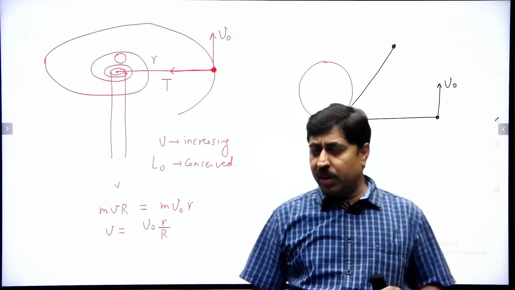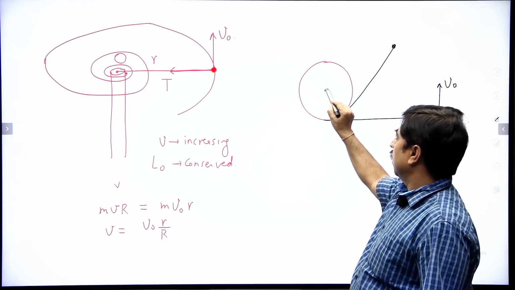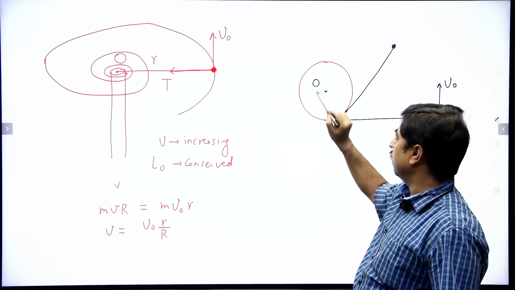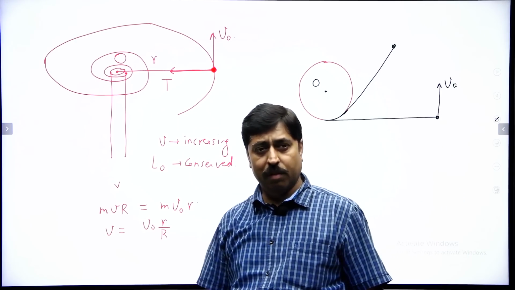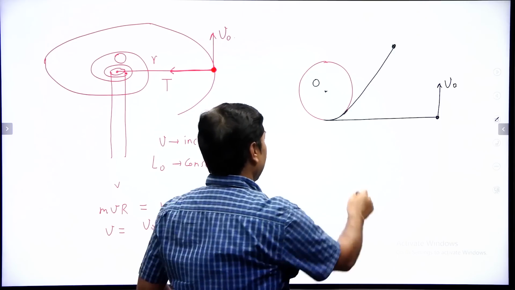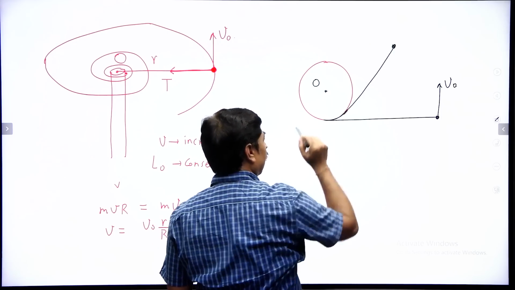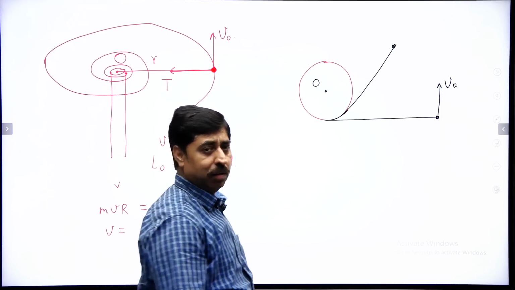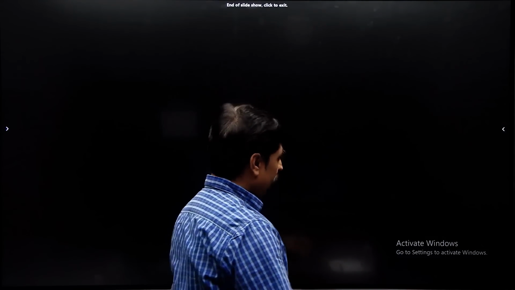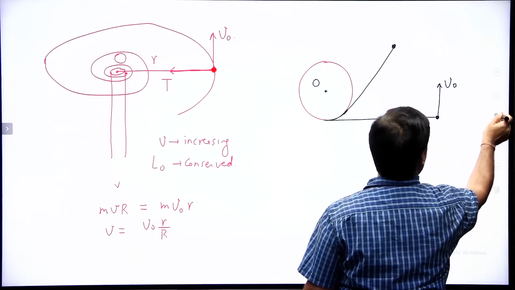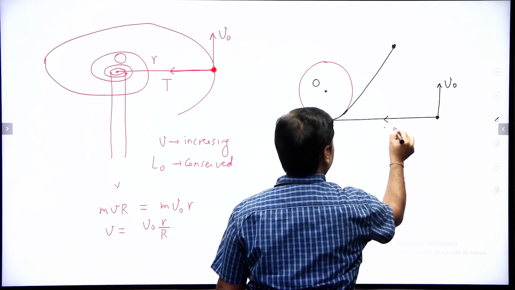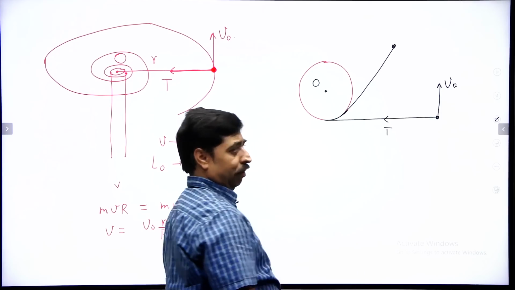So, can we say that angular momentum of the particle is conserved about this point? Can I say this? Can I claim this? The answer is strictly no. Why? Because about this particular point, there is a torque acting on the particle. The tension force in the string has a torque about point O.